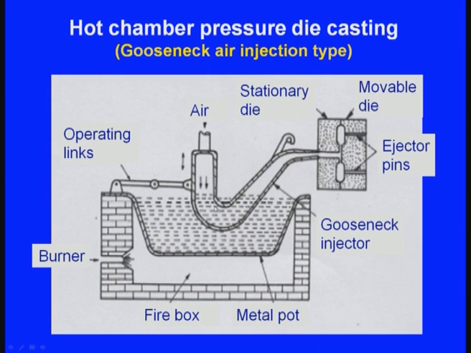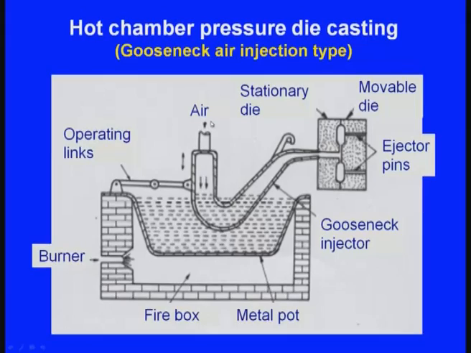Then what will happen? Air will be coming and air exerts pressure on the molten metal. The molten metal will be slowly transferred, in fact it will be pushed and it will be coming up to here, you can see. And here we can see, this is the stationary die and this is the mobile die. Of course, we can see ejector pins are also there. So, this is the gooseneck injector.